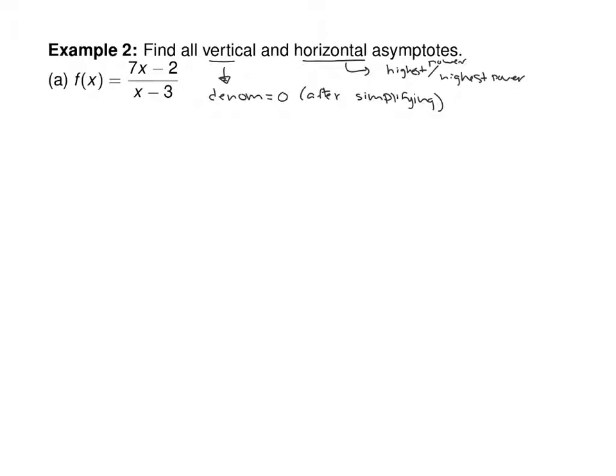Okay. So this one, you can't simplify this at all, right? Don't cancel those x's. That's when you kill the kitty. So what number makes the denominator 0? 3. So there's a vertical asymptote at x equals 3.